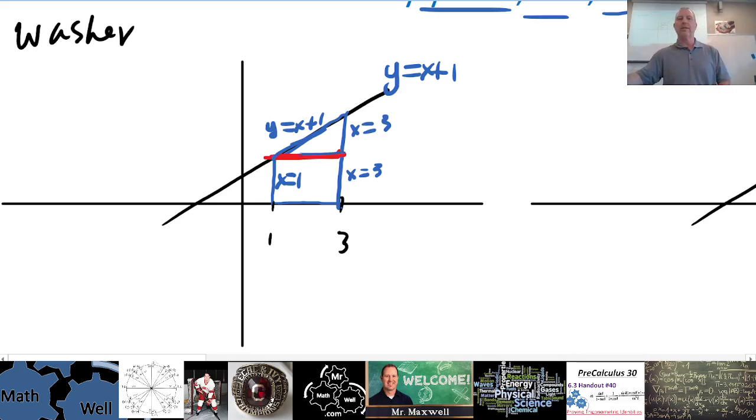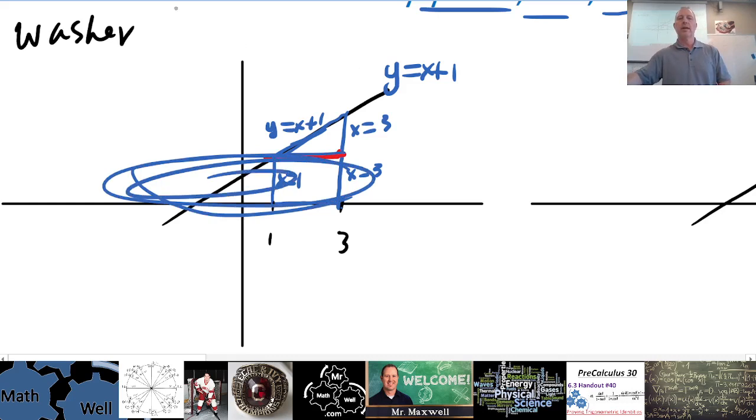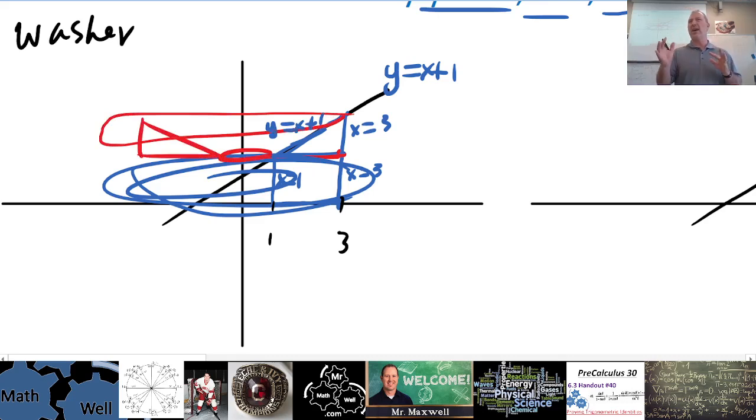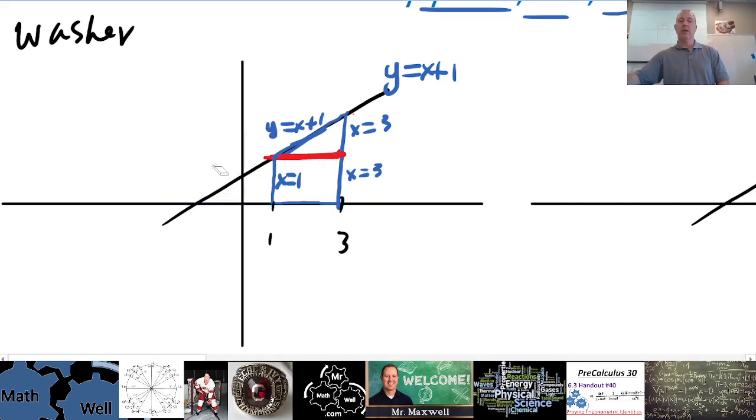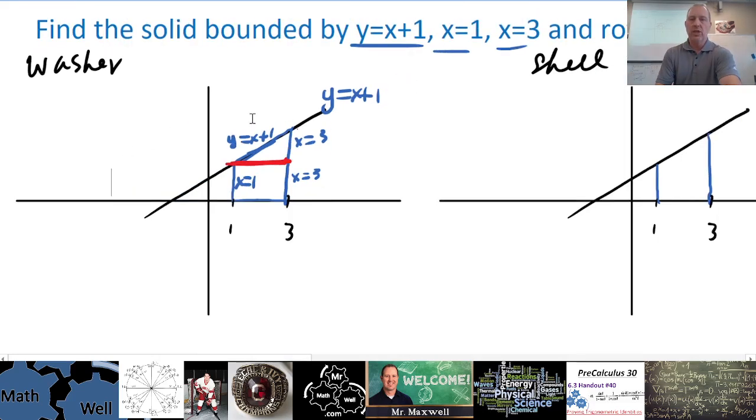We're going to have to find this rotational section right here, and then we're going to have to find this rotational section here, roughly like this. So we're going to have to split that up because the outside function and the inside function is not consistent throughout the entire solid.